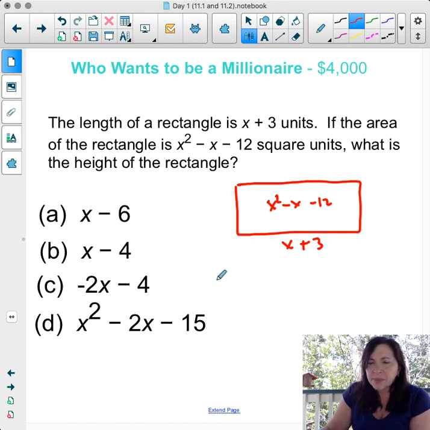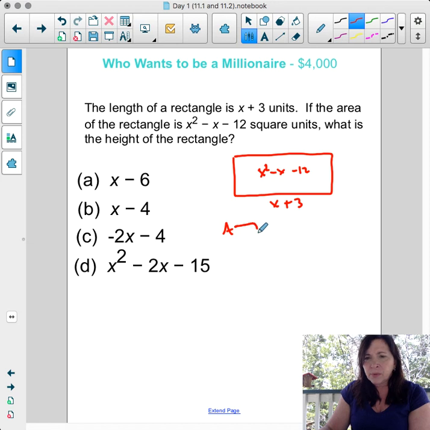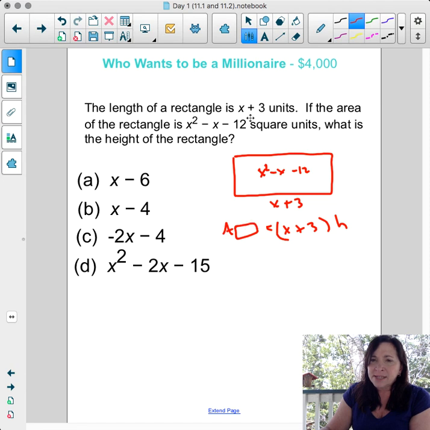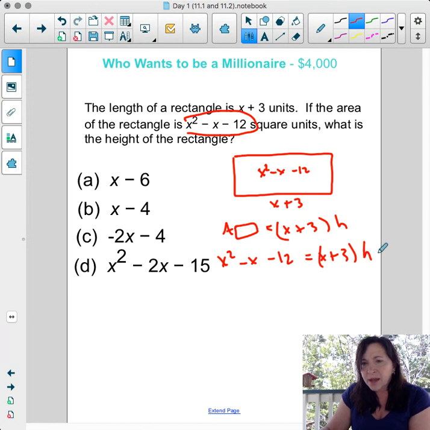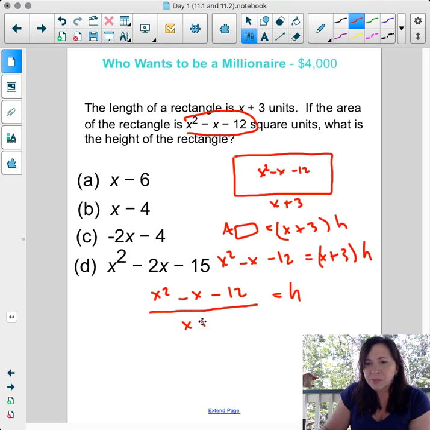But we know that in order to find the area of a rectangle, the area of a rectangle is equal to the length times the width. So x plus 3 times the height, okay? So we know that we have x squared minus x minus 12 is equal to x plus 3 times the height. So we're trying to get the height by itself. So we have height equal to x squared minus x minus 12 all over x plus 3.